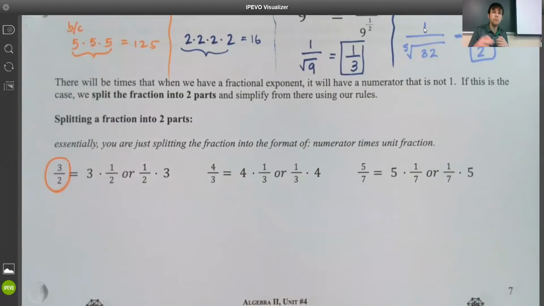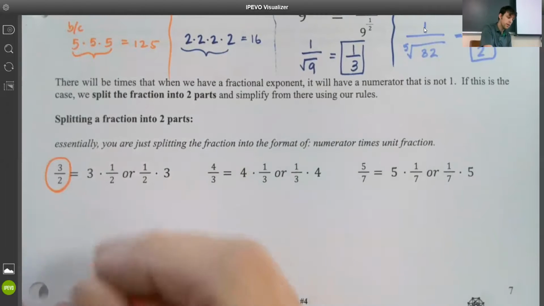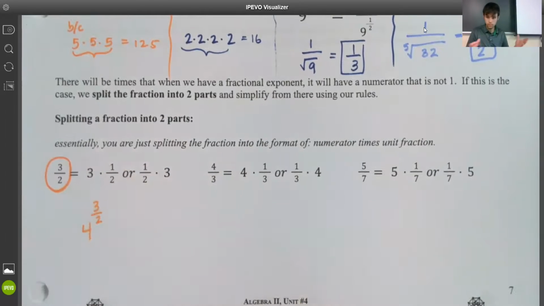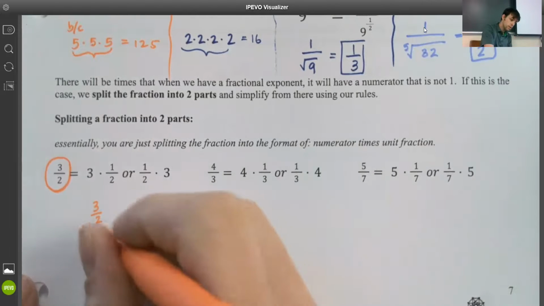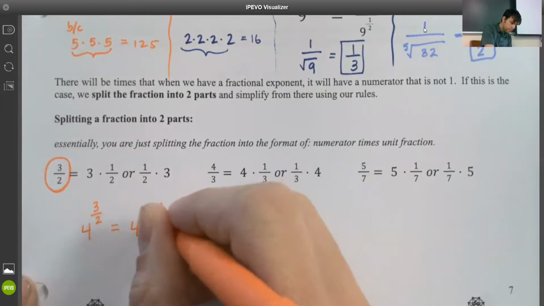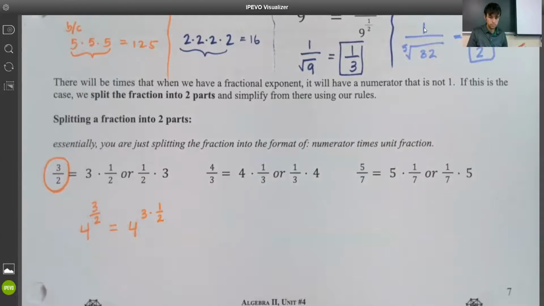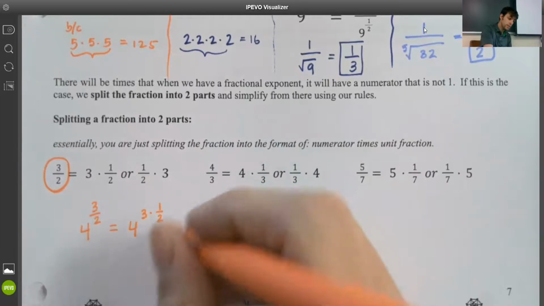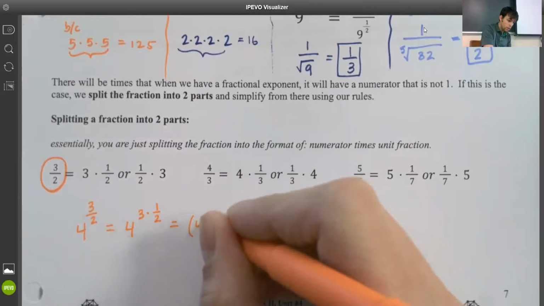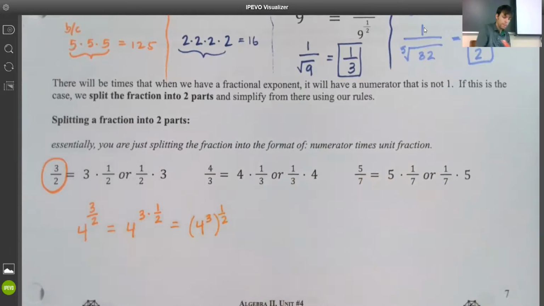Let's take a look at what that would look like for a particular number. So let's say we had an exponent of 3 over 2 here. We can split this up. So rather than being 3 over 2, we can split that up using multiplication. This can be 4 to the 3 times 1/2. Okay, and then further, we can actually evaluate this. We can split this up. This is the product property. So what this is the same thing as is 4 to the 3rd to the 1/2 power.